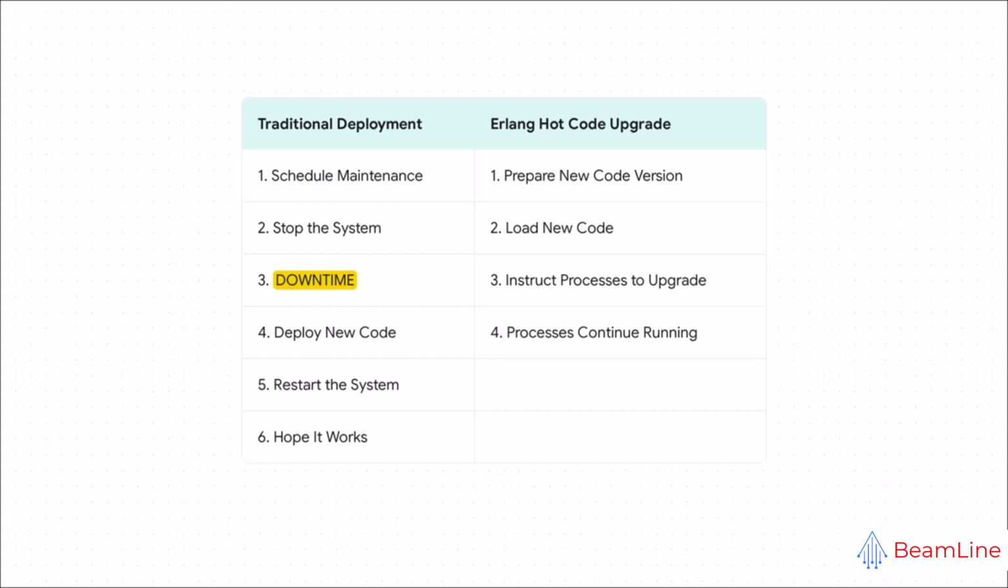Just look at the difference here. On the left, that's the traditional playbook. You schedule maintenance, usually at some horrible time like 2 a.m. You stop the world, you push your code, restart everything, and just hope for the best. And right there in the middle is the big, ugly problem: downtime.